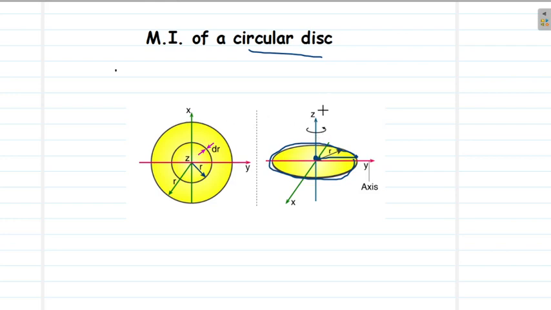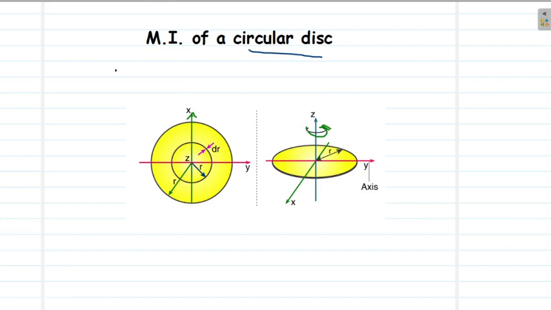First we will calculate the moment of inertia about an axis passing through the center of this disk and perpendicular to the plane. You may imagine that axis like this. This is the axis, and we are rotating this disk like this. In the second case, we will look into the moment of inertia of the disk about an axis passing through the diameter of the disk.